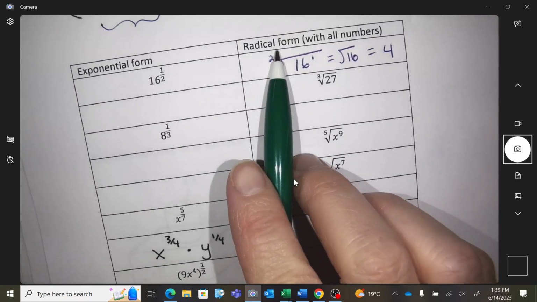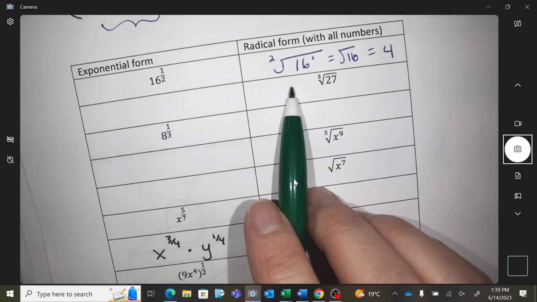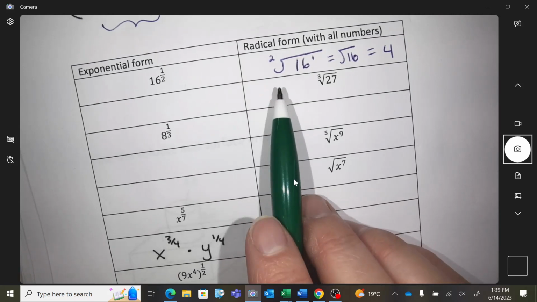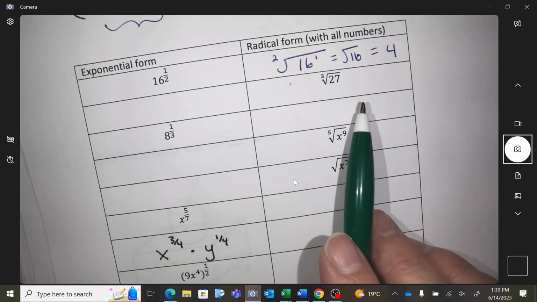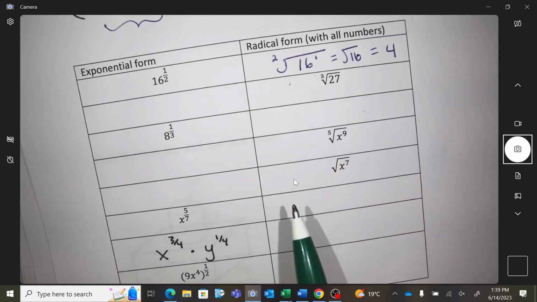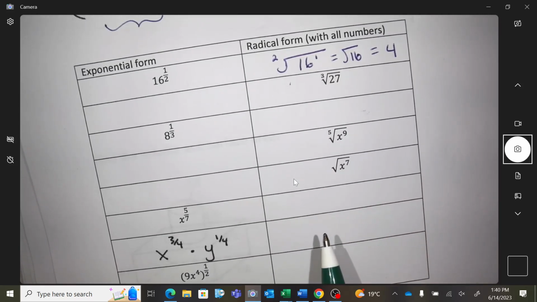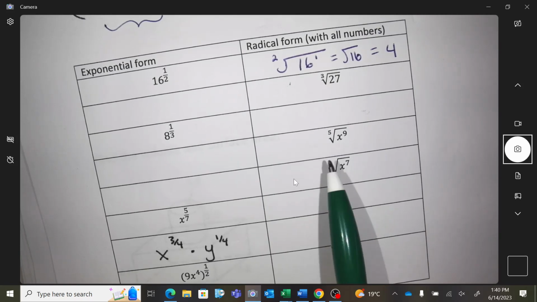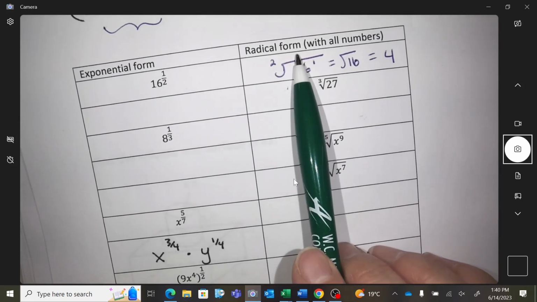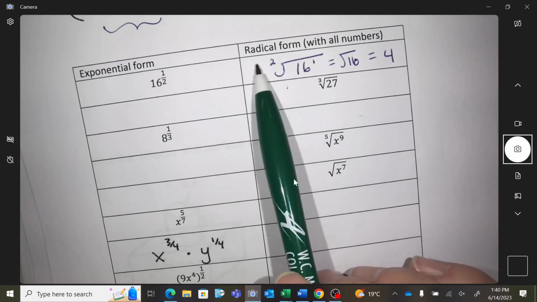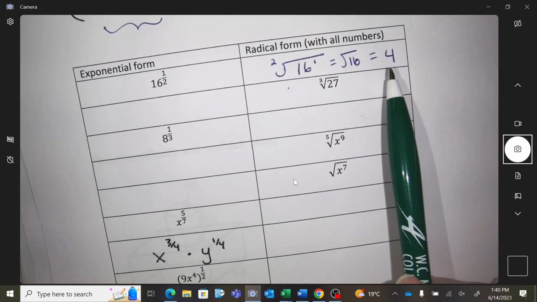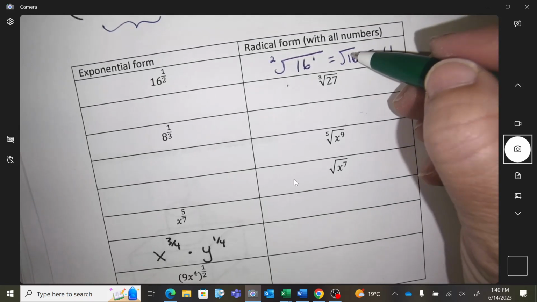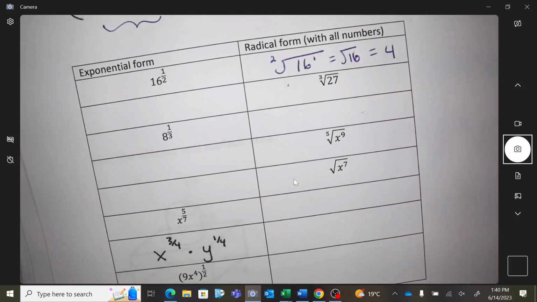So I said I want it in radical form. On your test, this was very confusing. Some people didn't know. Like, I wanted this and then I wanted that. I wanted you to understand the format and the evaluation of it. Well, it says radical form with all the numbers. So that would be that. And then this would be a further step to evaluate. I didn't write it here, but on your test I had written, I want the radical form and then simplify.